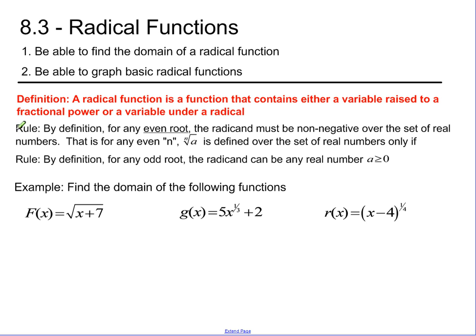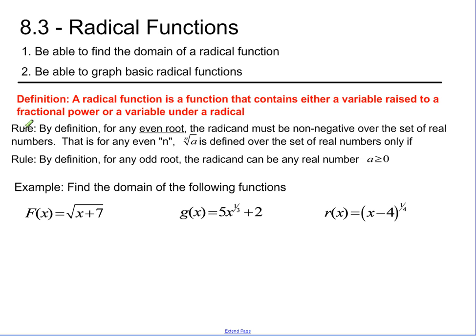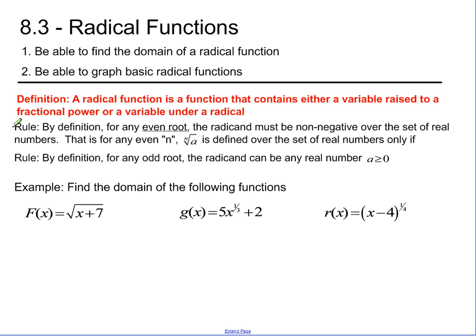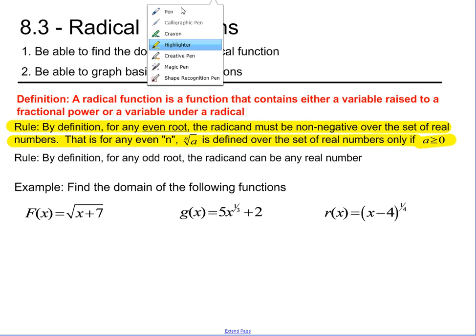Here's the first one. By definition, if we're looking for an even root, we say that the radicand must be non-negative over the set of real numbers. That is, for any nth root, our definition is only going to work if our radicand is greater than or equal to 0. So what's the implication of that? Well, let's take a look down at this one at the bottom.